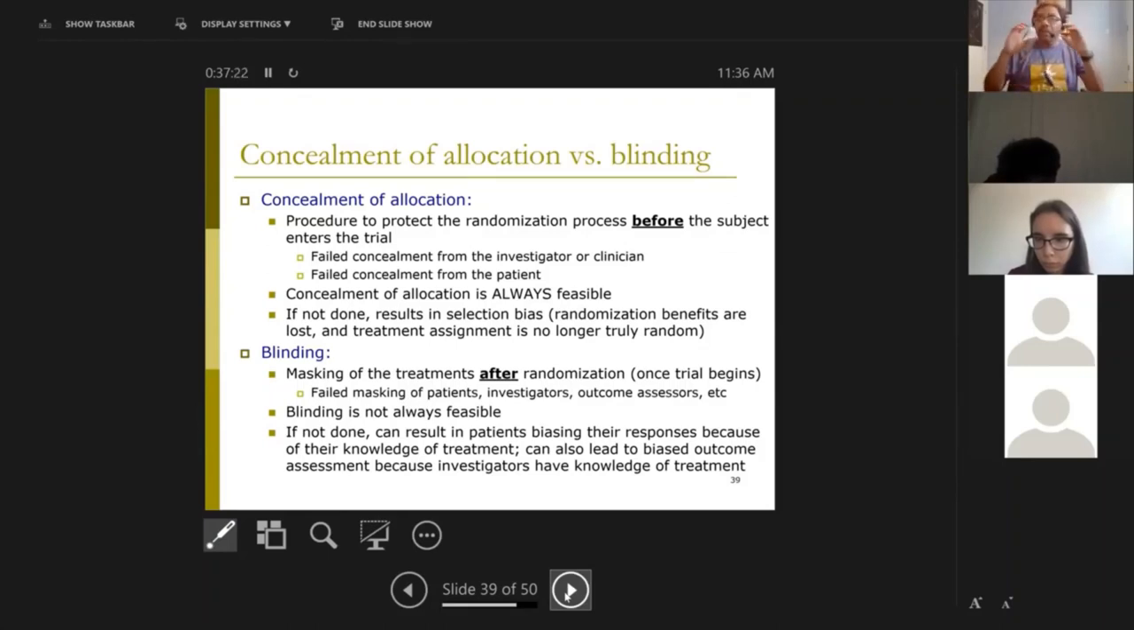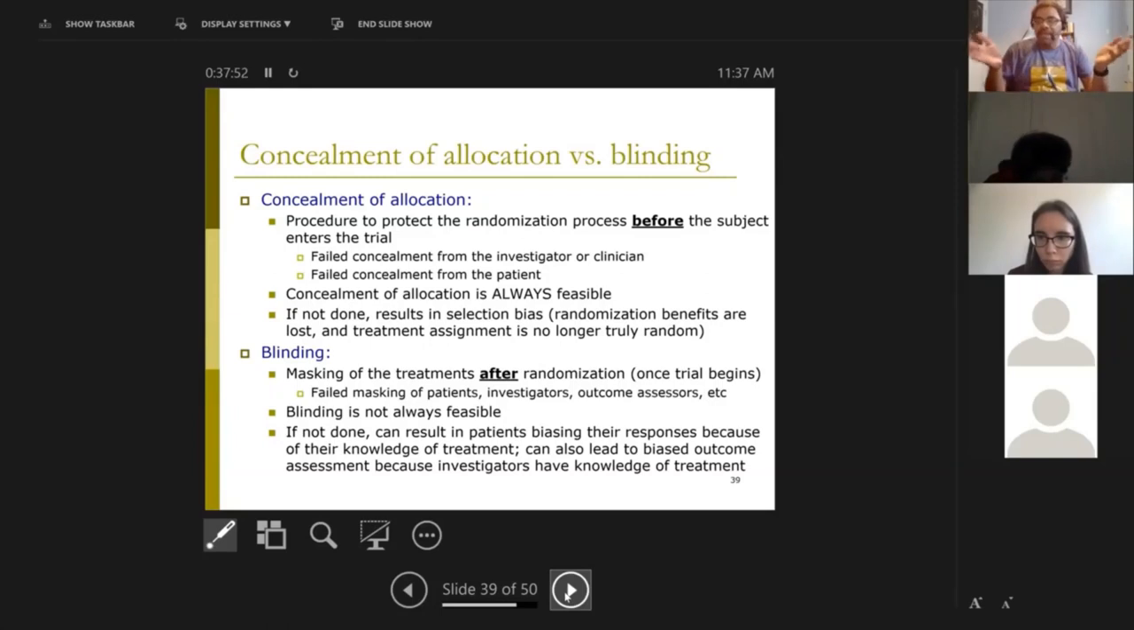Blinding is once the trial is started, you've been allocated to one arm or the other, the patient should not know which drug they are on, or the people checking the outcome should not know which arm they are on. A big difference between the two is blinding sometimes is impossible to do. If it's a surgical procedure, there's no way anyone can really blind, right? But concealment of allocation is 100% possible. Every trial can do that.